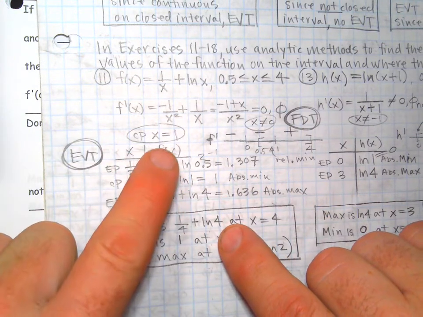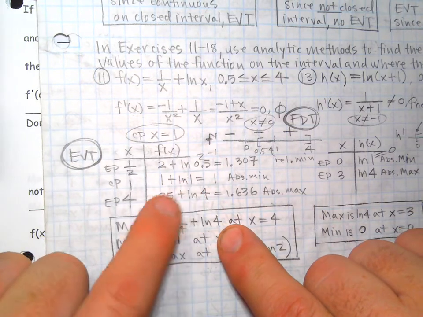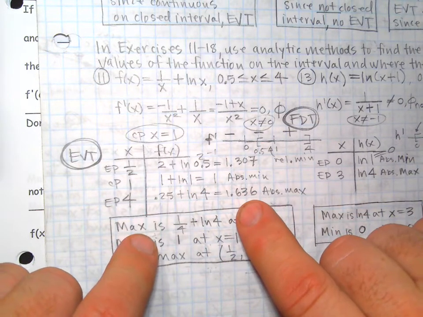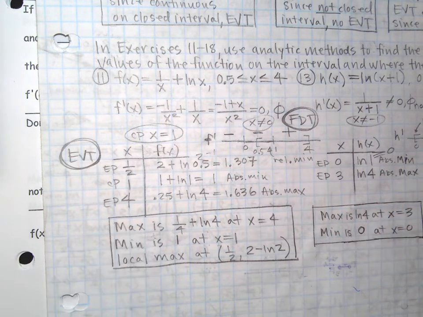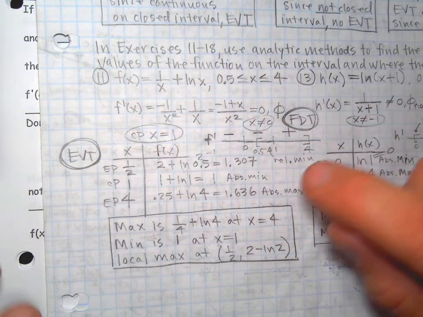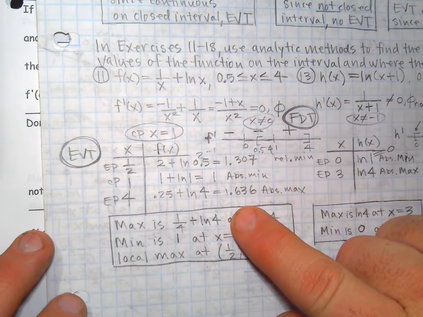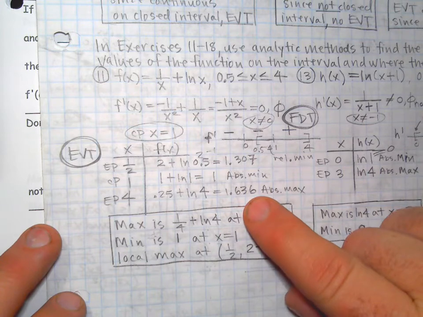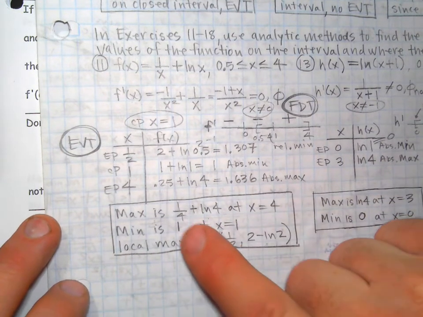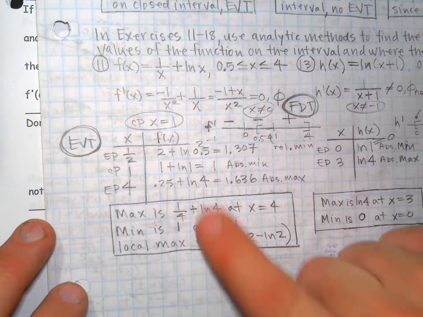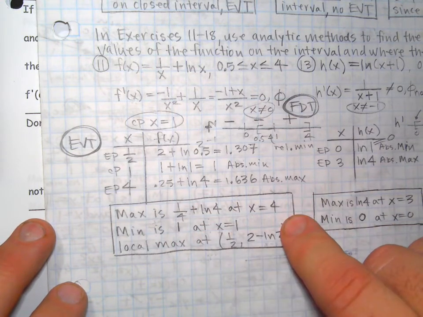I make a table. I plug these back into the original function. Now, I went ahead and cheated and used my calculator to get these decimal values. Sometimes we can get away without doing that and kind of estimate them in our head. So here's the absolute max and here's the absolute min. So the max is 1/4 plus natural log of 4 at x equals 4.